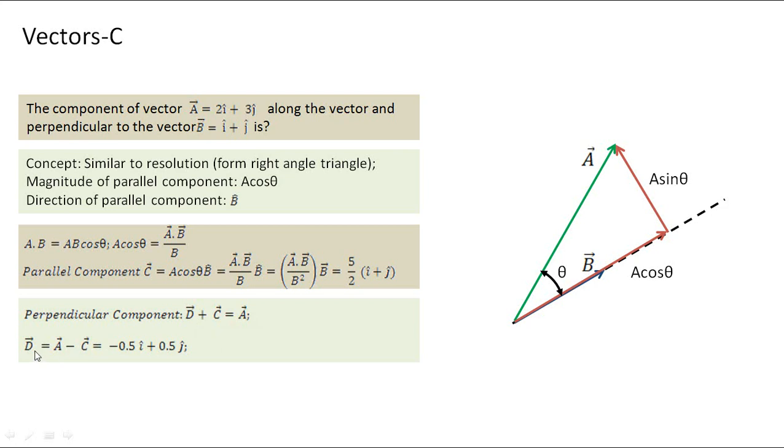So what is the perpendicular component? A vector minus C vector. I substitute the values, so this minus this. So 2 I cap minus 2.5 I cap, so it's equal to minus 0.5 I cap. And 3 minus 2.5 is 0.5 J cap. That's the perpendicular component. So this is the parallel component. This is the perpendicular component.